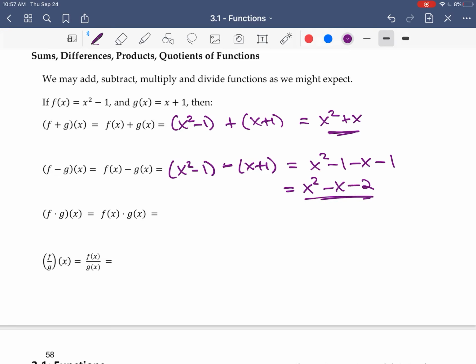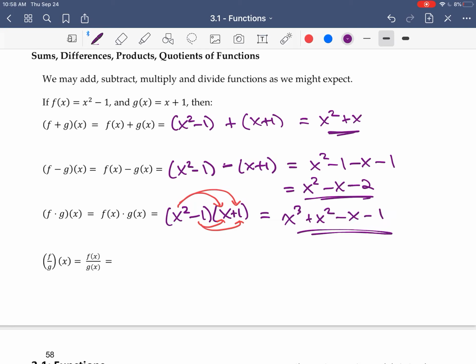Okay, if I want to multiply them, so f of x times g of x looks like that. And then you could just expand it out. Okay, so I have to use FOIL. Okay, so it's going to be x, oops, I'm still in pink. It's going to be x cubed plus x squared minus x minus 1 when I FOIL that out.